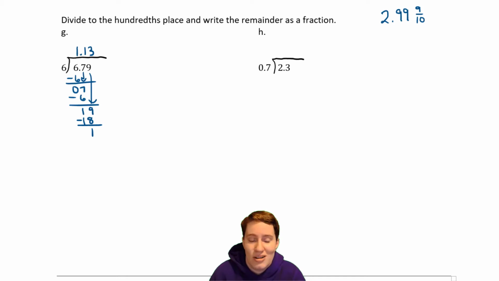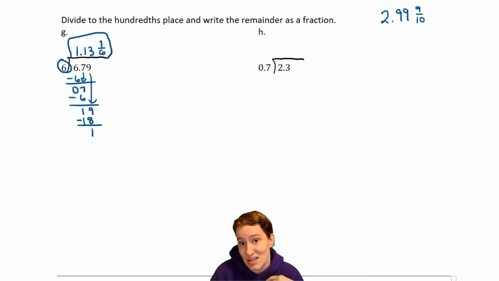Our remainder is 1. Instead of writing R1, which is technically an option, even though, again, I think that by the time we're dividing by decimals, we should not need to put R1, even if it is the easiest thing to do. What we're going to do is take that 1 and put it over what we divided by, which was 6. So our answer here is going to be 1.13 and 1/6. So there you go. That's how that works. Let's try it on H.